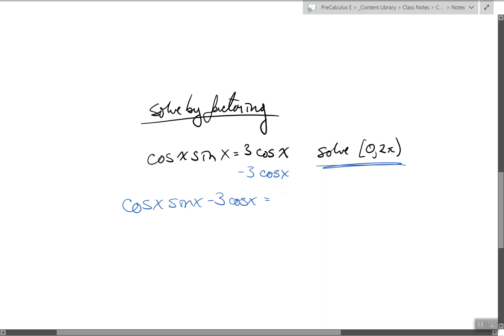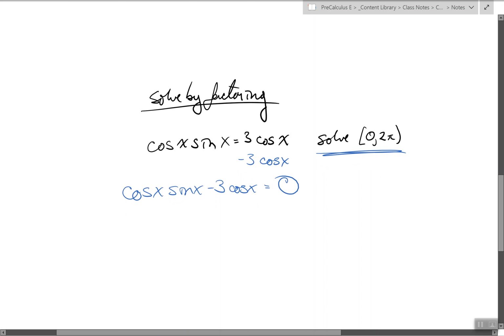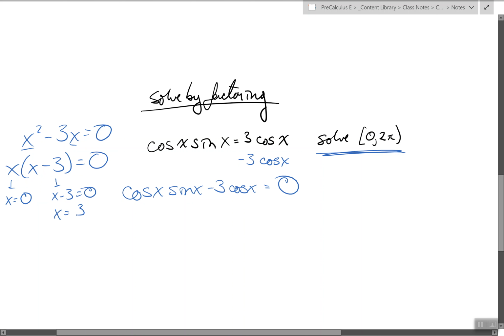So by doing that, now we have a common term on the left side between both of those pieces. So the cosine can be factored out. This is very similar, again, to what we saw with quadratics, something like this: x squared minus 3x is equal to 0. In order to solve that, we can pull an x out of both of these. We're left with x minus 3. And then to finish solving that, we'd take each of those pieces and set it individually equal to 0. So x would be 0 or x would be 3.